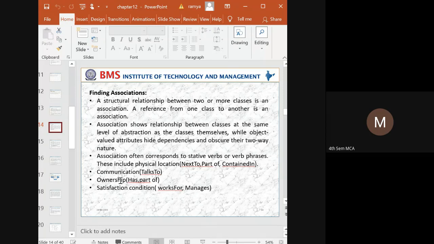Next thing is satisfaction condition. So works for managers. We have seen in an example a person has a class and company has a class, where a person works for a particular company. So that is a relationship. That means whatever association we provide between two or more classes, all these associations will be related based on verbs. That is, we need to use the phrases as verbs.